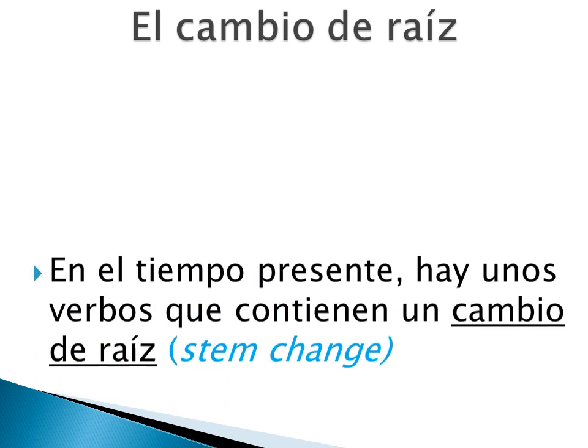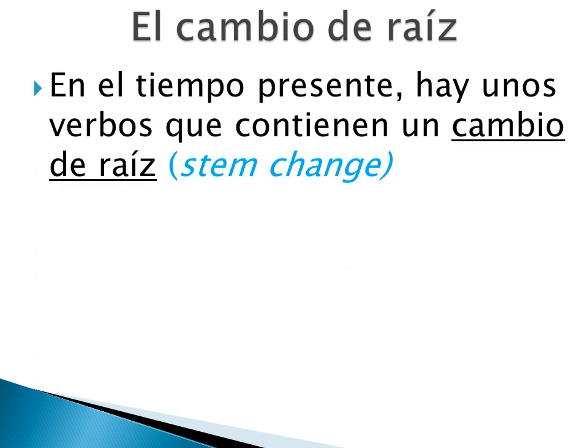Cambio de raíz. En el tiempo presente hay unos verbos que contienen un cambio de raíz. So we're talking about stem changing verbs, and we're going to talk a little bit about how to figure out if a verb is a stem changing verb, but mainly you just got to kind of memorize it.